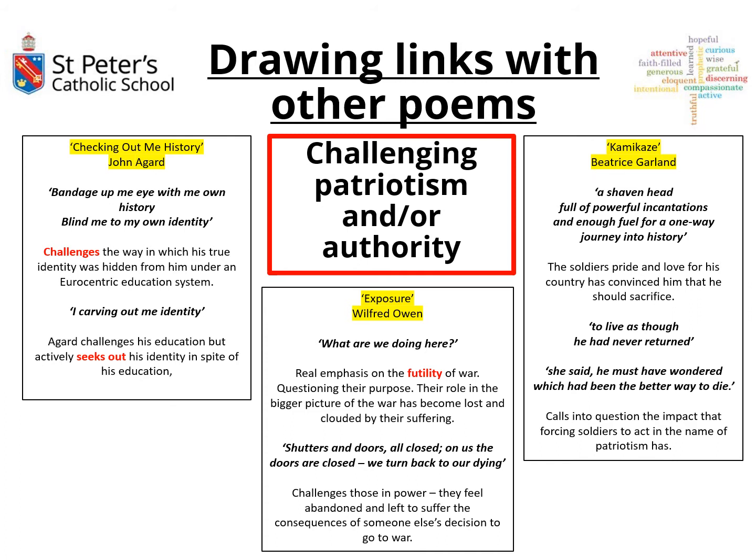So if we start with Checking Out My History by Agard, a couple of quotes come straight to mind for me. "Bandage up me eye with me own history, blind me to my own identity." So here, Agard is also challenging the way in which his true identity was hidden from him under a Eurocentric education system. So he too is sort of acting out against and questioning what has been imposed upon him. Another one there, "I carving out me identity."